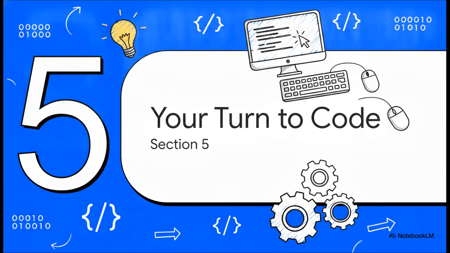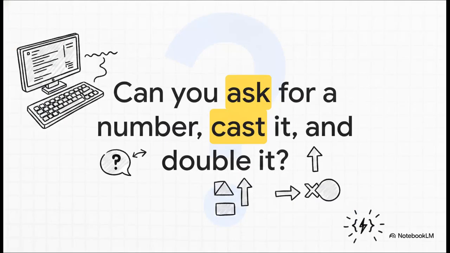And that brings us to our final section. Section 5, your turn to code. You now have the fundamental tools you need to build real software. You understand variables, you get data types, operators, and you know how to cast text into integers. So, I'm going to leave you with a final challenge to prove your new coding superpowers.